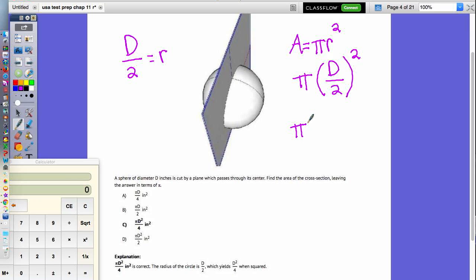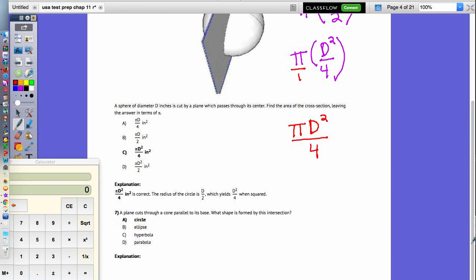So I have the pi in the front here. Diameter squared, and 2 squared is 4. Now sometimes people forget, wait, how do I multiply basically a whole number by a fraction? You can think of this also as a fraction with a denominator of 1, and you multiply across. Pi times d squared is pi d squared. 1 times 4 is 4.